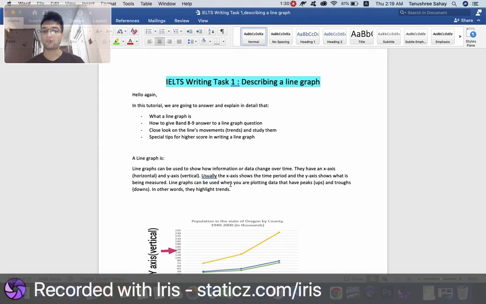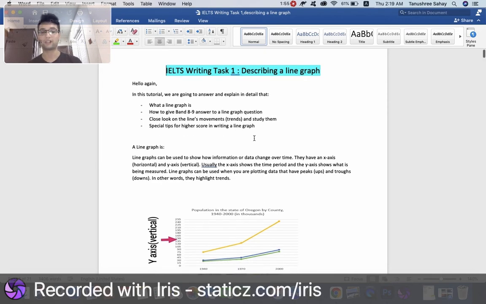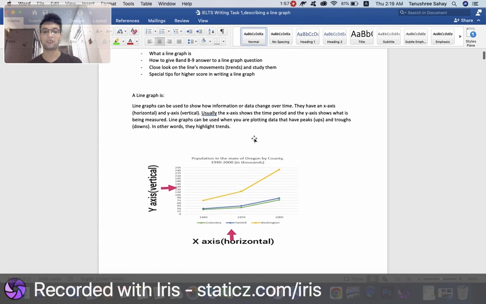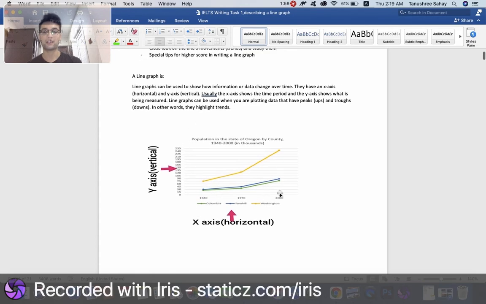Well, in this tutorial, we're going to answer and explain in detail what a line graph is and how to give a band 8-9 answer to a line graph question, and take a close look at the lines' movements, which are called trends at the same time, and study them, plus special tips for a higher score in writing a line graph. So before we start anything, as you can see, there is a line graph down below here.